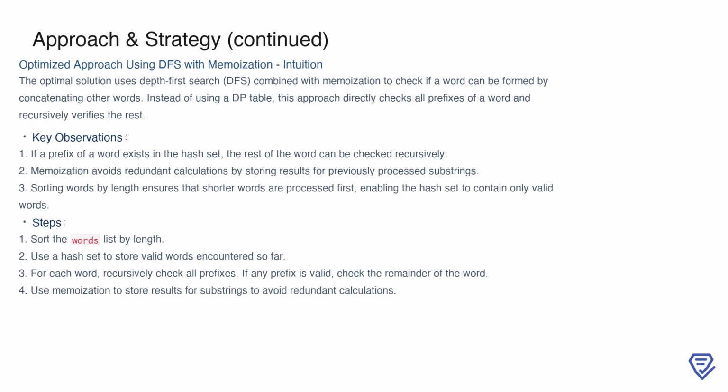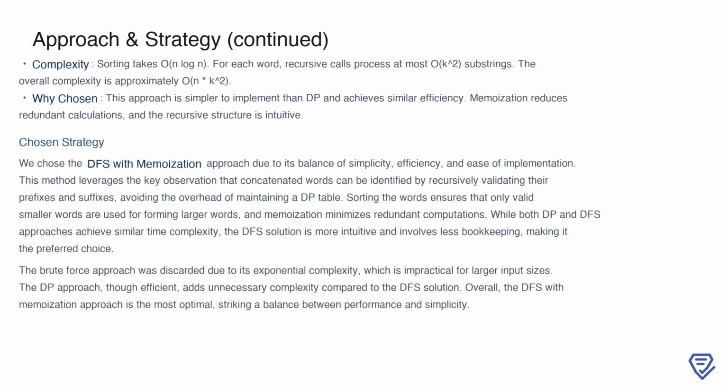The computational complexity of the DFS with memoization approach is similar to that of the dynamic programming solution. Sorting the words takes n log n, and for each word, recursive calls process at most k squared substrings. This results in an overall complexity of approximately n*k squared.